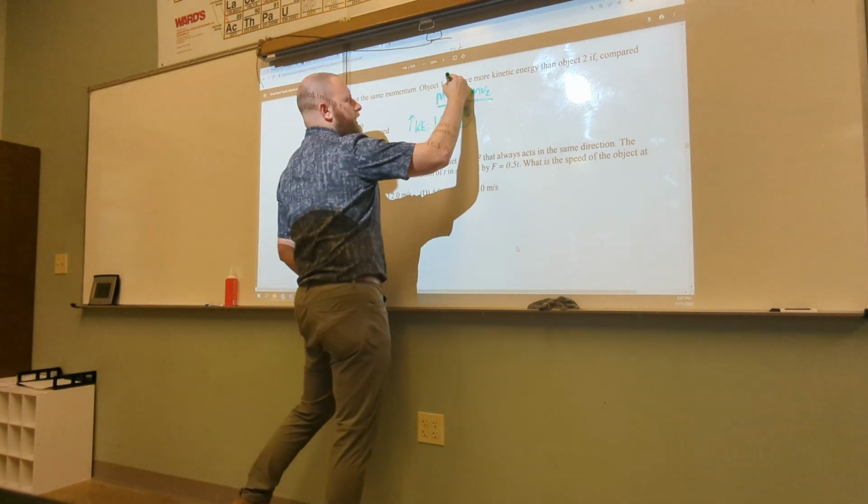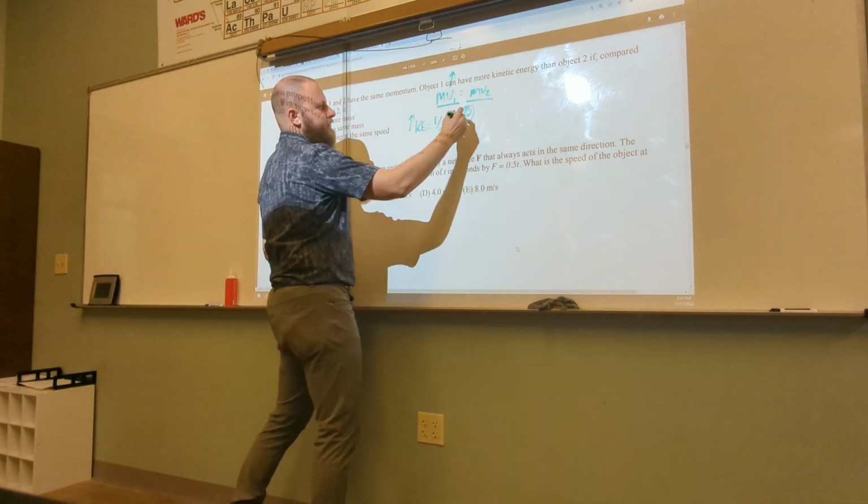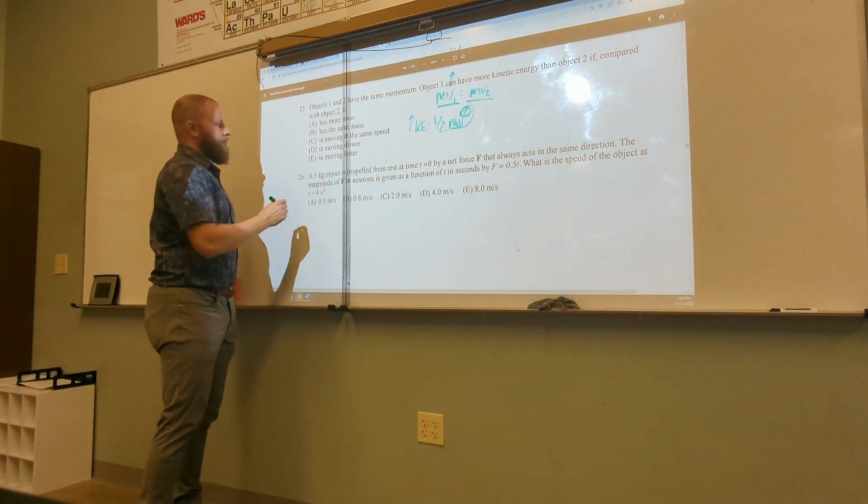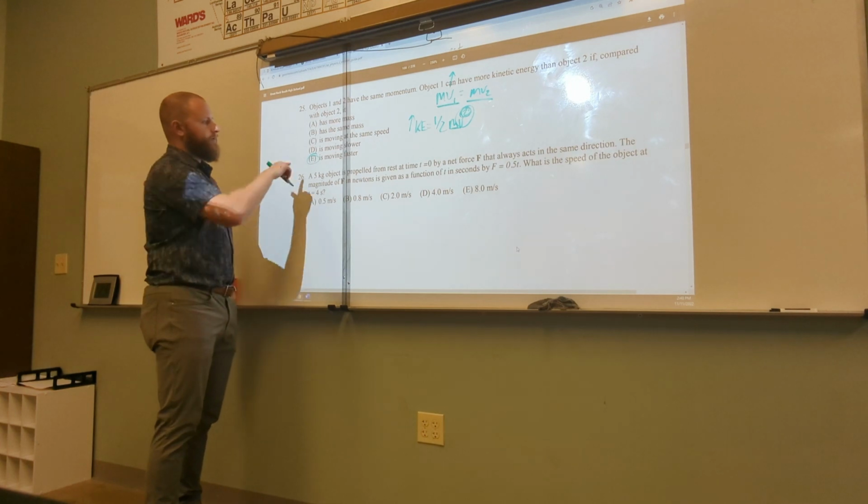We know that the velocity here must be higher because this is squared, right? Which would mean its kinetic energy ends up being bigger, okay? So we know that object 1 is moving faster.